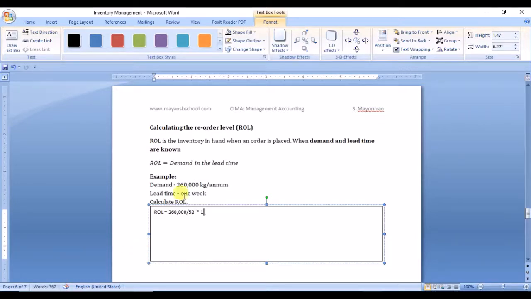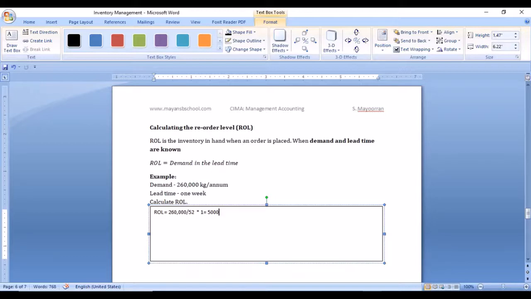This is what we mean by demand in the lead time or usage in the lead time. Within that 1 week, supplier is going to take, how much material you are going to use. The answer comes to be 5,000, is it? Yeah, it's 5,000. So when your inventory is at 5,000, you place the next order.